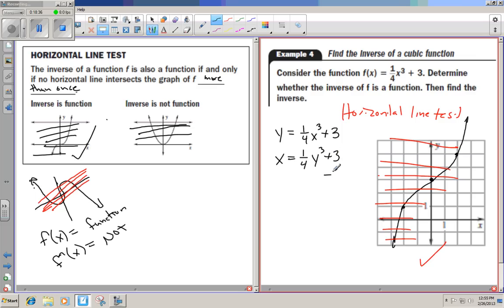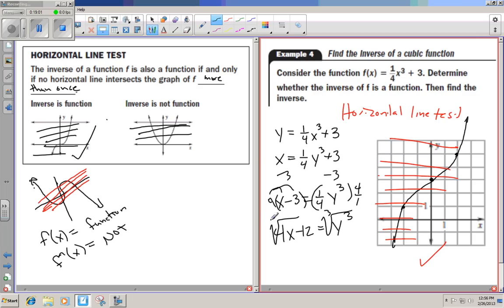Now solve. So minus 3. Multiply by the reciprocal. 4x minus 12, because we're distributing the 4, y cubed. And then you cube root everything over there. So your inverse is the cube root of 4x minus 12.